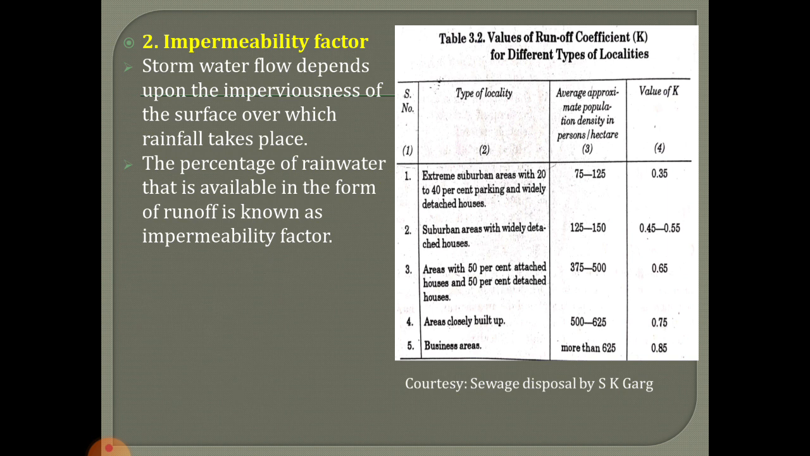Impermeability factor. The storm water depends upon the imperviousness of the surface over which the rainfall takes place. The percentage of rainwater that is available in the form of runoff is known as the impermeability factor. So these are some impermeability factors that we have to consider while designing the stormwater flow or while determining the stormwater flow.